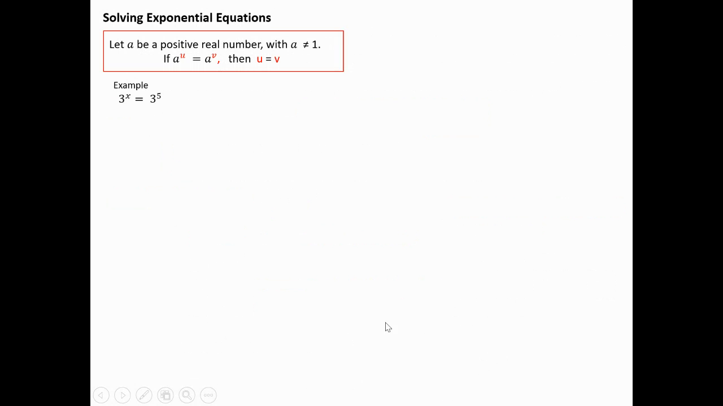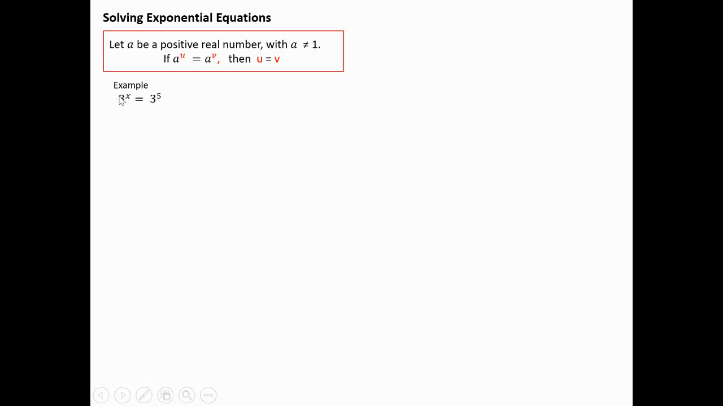Now we're going to be solving exponential equations. This is a rule that we're going to be using. It says let a be a positive real number with a not equal to 1. Now here it is: if a to the u equals a to the b, that means you have the same base. This is called a base. Then the exponents must equal each other. That's what the rule indicates.